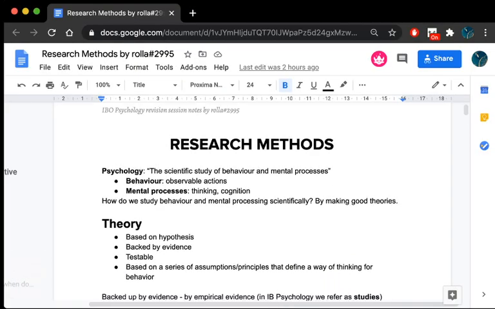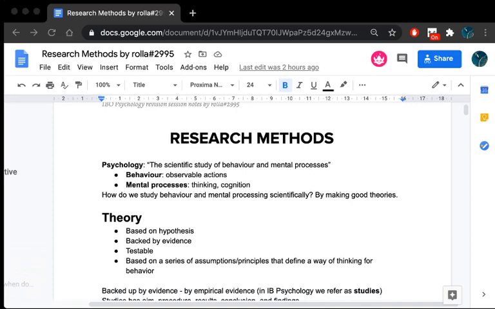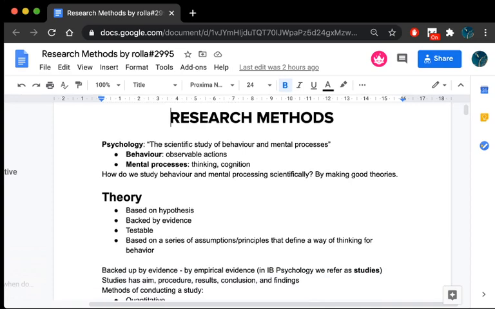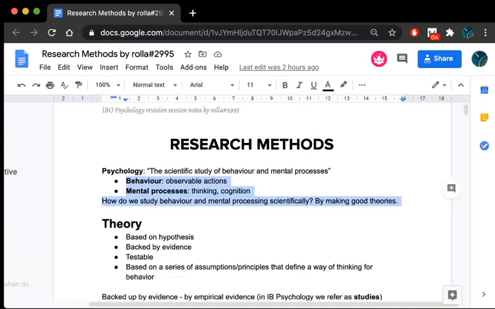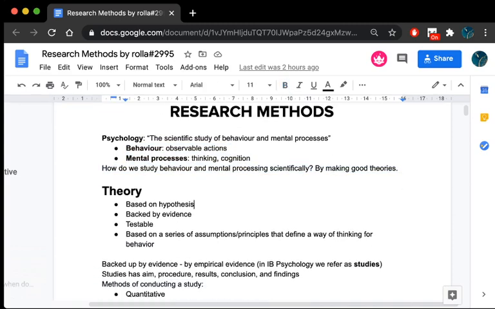Okay, so now we're gonna review about research methods, and we're just going to make a very brief review about what psychology is about and what constitutes it as a good theory. So first of all, psychology is the scientific study of behavior and mental processes. Behavior are observable actions, and mental processes involves thinking or cognition.